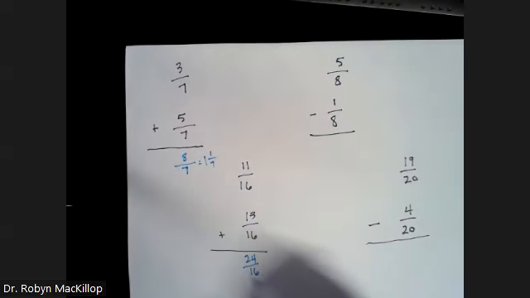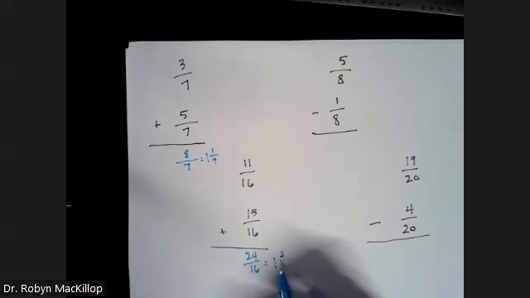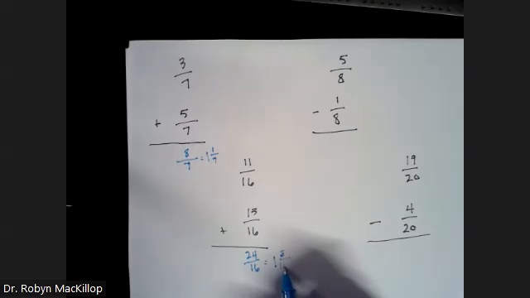Now, again, we've got an improper fraction. We're going to have to convert it to a mixed fraction. So again, 24 divided by 16 is 1, remainder 8 over 16. But we're not done. That's an 8, by the way.